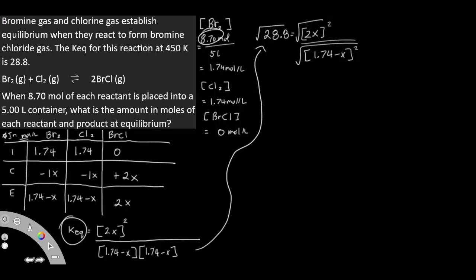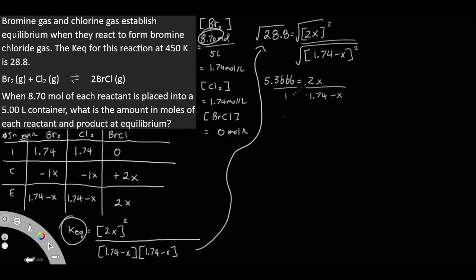The square root of 28.8 will give you a value of 5.3666. Okay, so let's write that out. 5.3666, and then of course our squared here is gone, so we're just going to be putting our 2x, and then on the very bottom here the squared is gone as well, so we just have 1.74 minus x. Look how clean this is turning out. Again, let's put this divided by 1, and then let's cross multiply again.